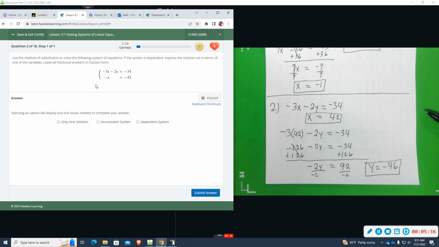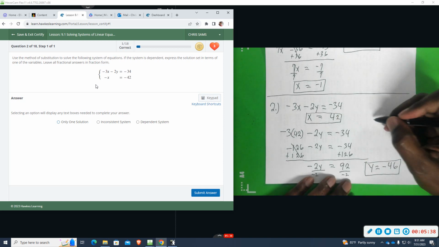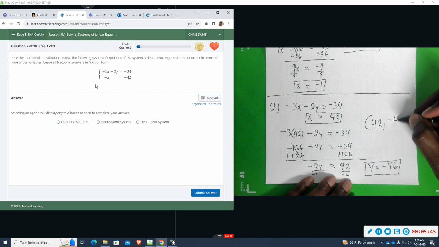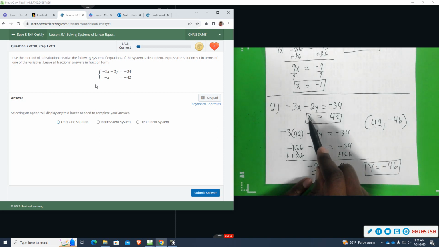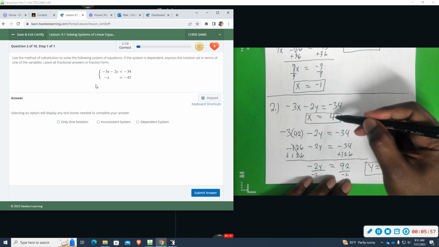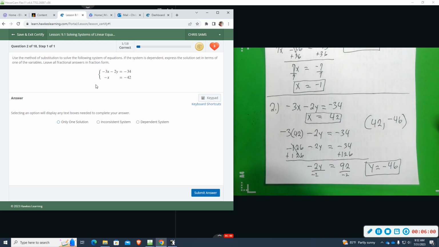We have a value for x and y, so my solution would be the ordered pair 42 for x, and y is going to give us a negative 46. So when I'm saying the variable needs to be positive at the end, when you just have x equals or y equals, the variable on the left needs to be positive. If you wrote this as a negative x and a negative 42, it wouldn't give you the correct solution. So one solution, (42, -46).